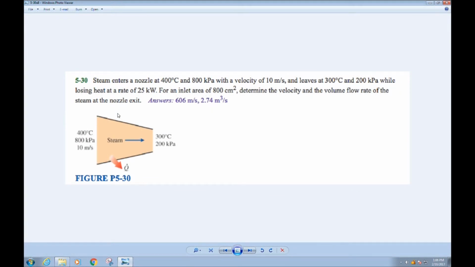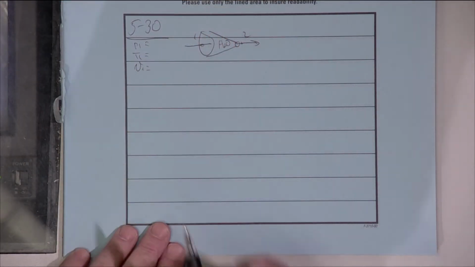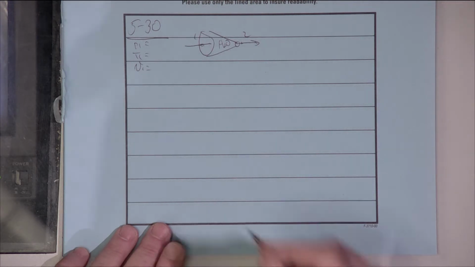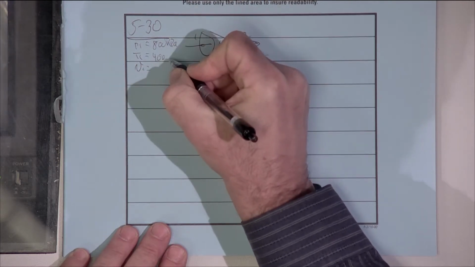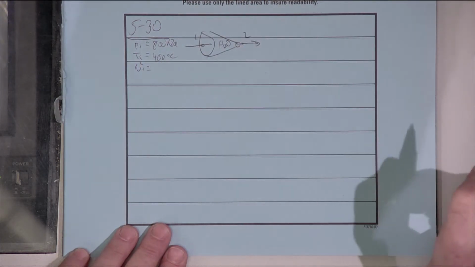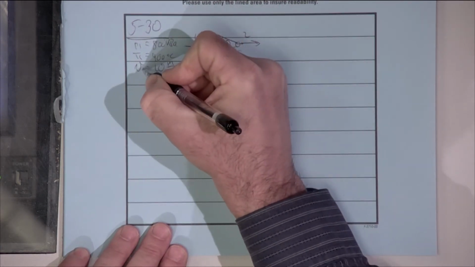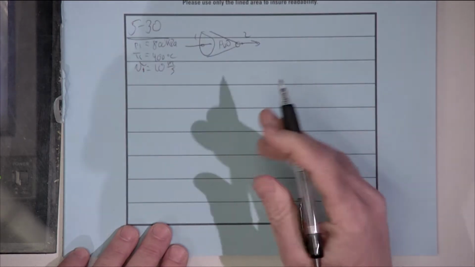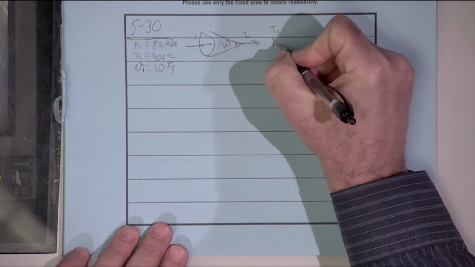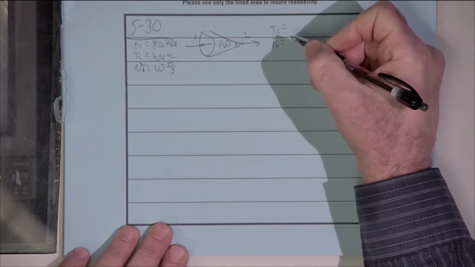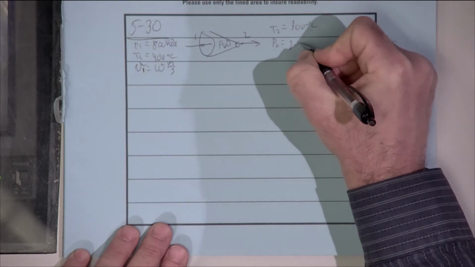And I always like to put the inlet conditions over here by the inlet. So the inlet pressure is 800 kilopascals. Inlet temperature is 400 degrees Celsius. And the inlet velocity is 10 meters per second. So these are all ones. 1 would be the inlet. And then it gives me the exit condition. It says that temperature and pressure at the exit is 300 Celsius and the pressure 200 kilopascals.